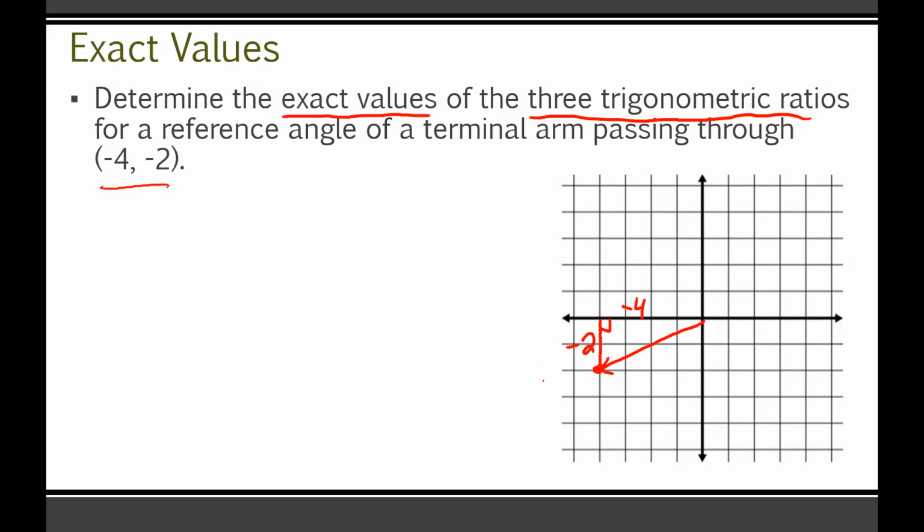Anyway, so we want the exact values of the 3 trig ratios. So that's our SOHCAHTOA, right? SOHCAHTOA.